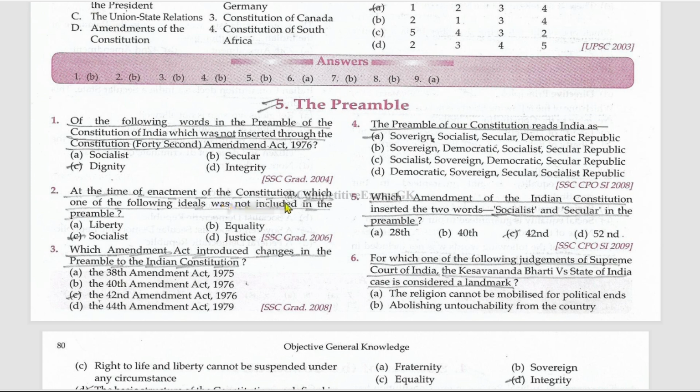At the time of enactment of the Constitution, which one of the following ideals was not included in the preamble? Socialist. Which Amendment Act introduced changes in the preamble to the Indian Constitution? The 42nd Amendment Act 1976. The preamble of our Constitution reads India as sovereign, socialist, secular, democratic republic. Which amendment of the Indian Constitution inserted the two words socialist and secular in the preamble? 42nd Amendment.